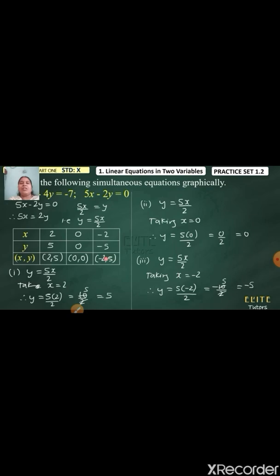of 2, that is 2. Let us take one 0 also and then minus 2. Why like that? Because when I take it in multiples of 2, it will get divided, and as you can see the calculation, we will get whole numbers. So the values are 2, 5, 0, 0 and minus 2, minus 5, all the three values of the table. Now what is left is to plot this on the graph.